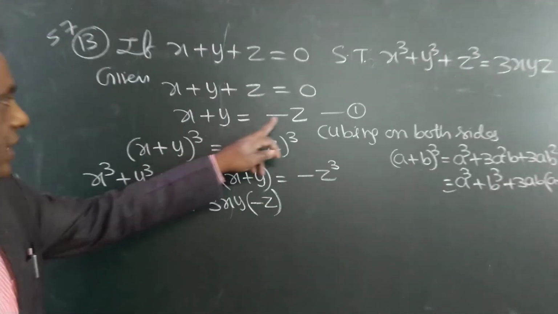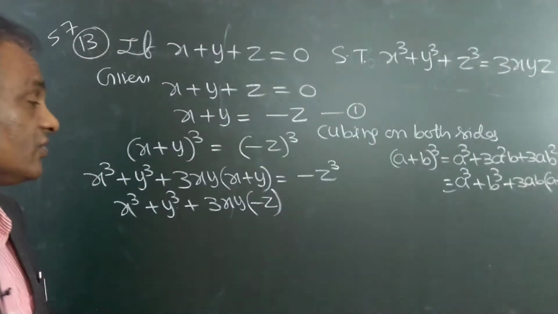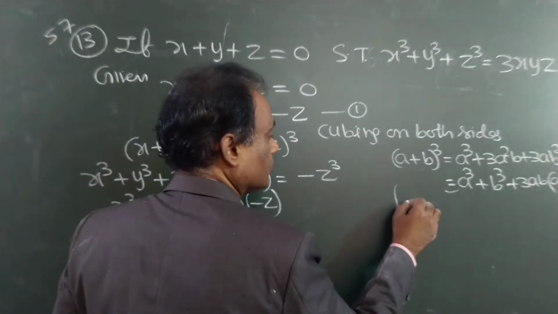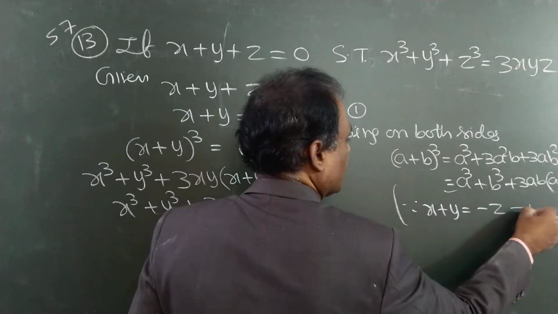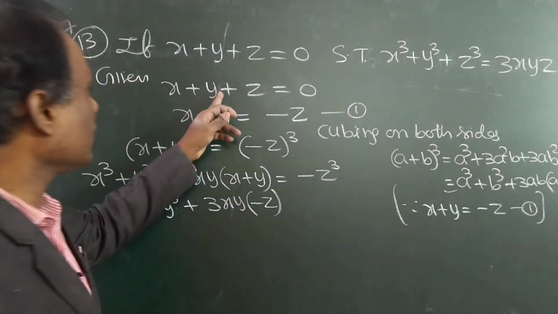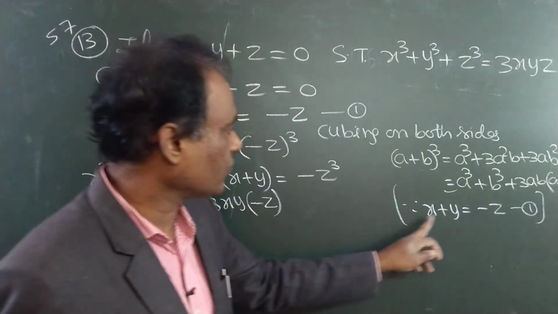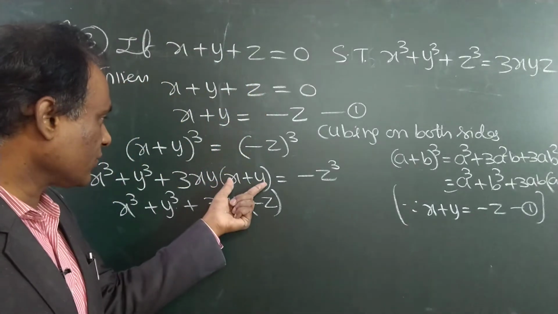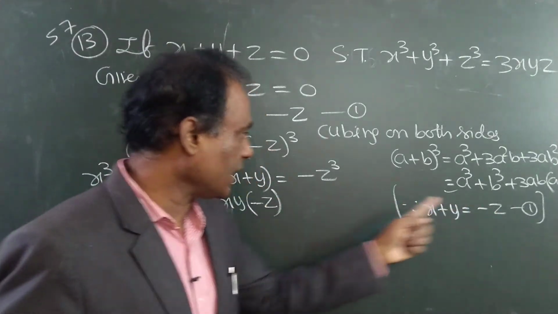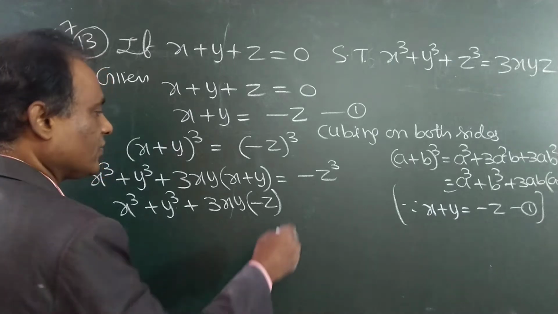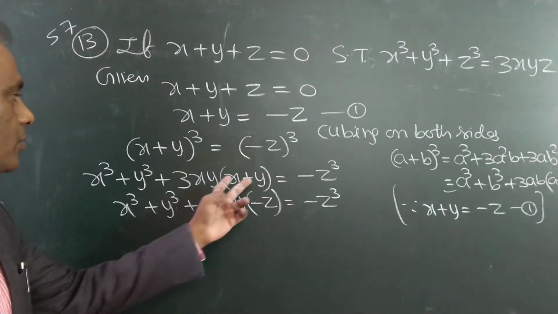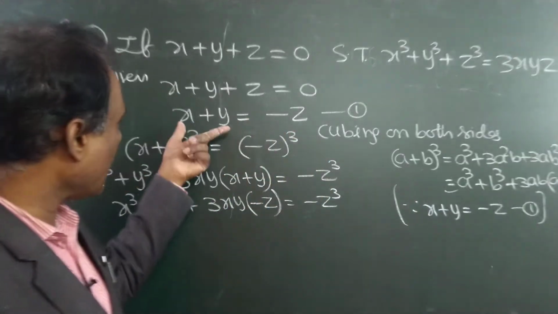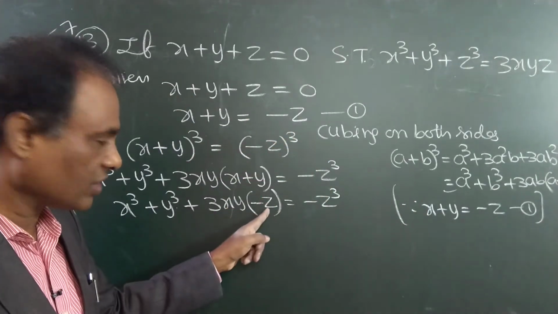In place of x plus y, what am I writing? Minus z. Why? It is given. X plus y is equal to minus z. It is given in the problem. That given expression, I took to the right side and I got x plus y is equal to minus z. In place of x plus y, I am writing minus z. The right side is the same. Only one change I did.